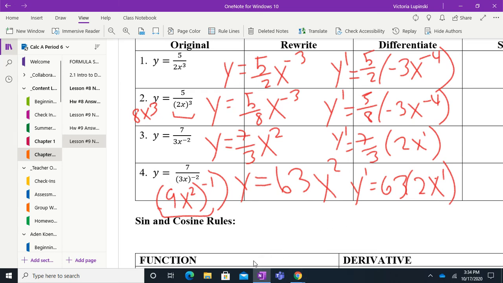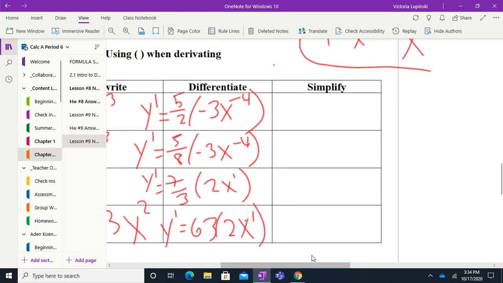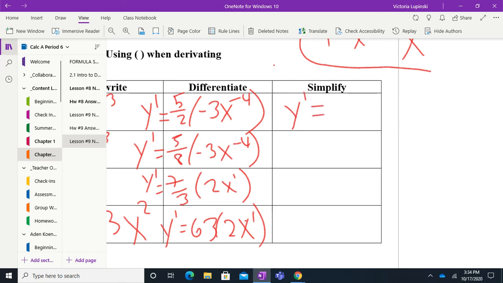Last but not least, you want to simplify. And for now, your main goal when you're simplifying is just to ensure that you don't have any negative exponents. So here in our final step of the first one, we're going to go ahead and multiply 5/2 times negative 3. That's going to give me negative 15 in the numerator. That's going to leave a 2 in the denominator. And I'm going to move my x to the 4th down to the bottom. Let's write that a little bit more neatly.